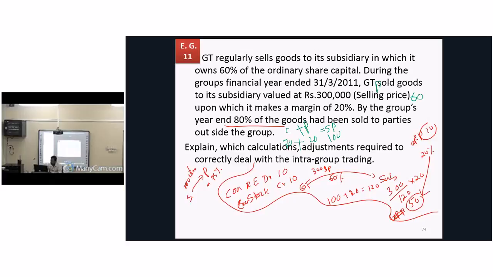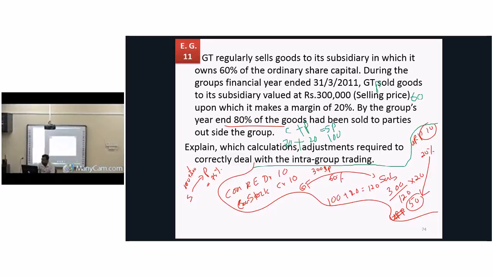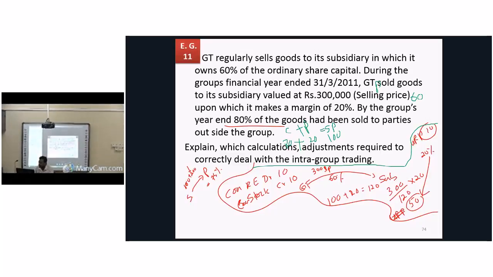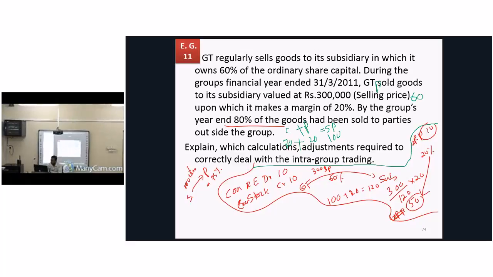Just see this thing later. This is not the final answer for this. So 80% of these had been sold to outsiders. Then out of the 60, 80% sold means only 20% remains, which means 12 will be your unrealized profit. $12 is the unrealized profit.